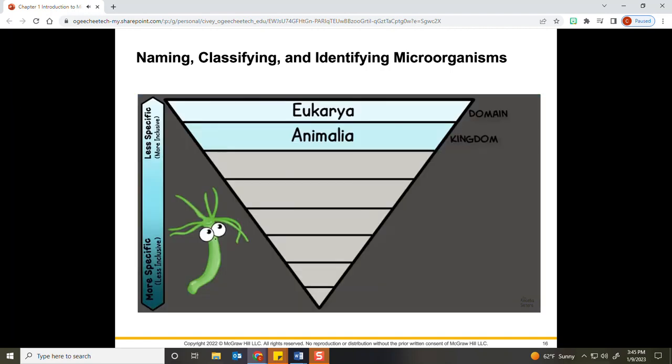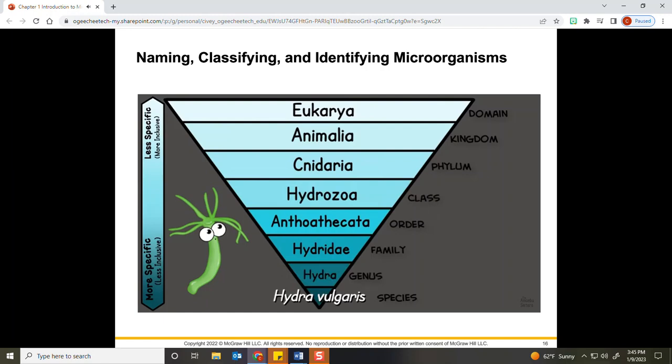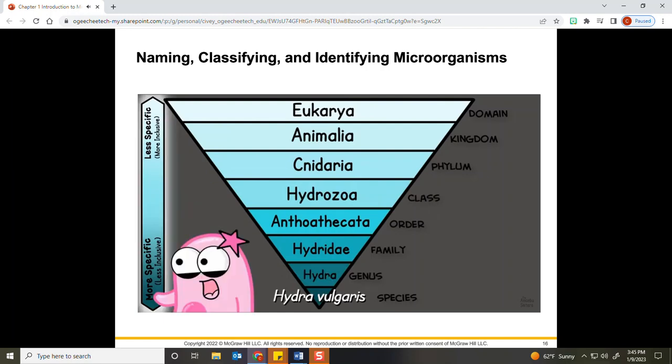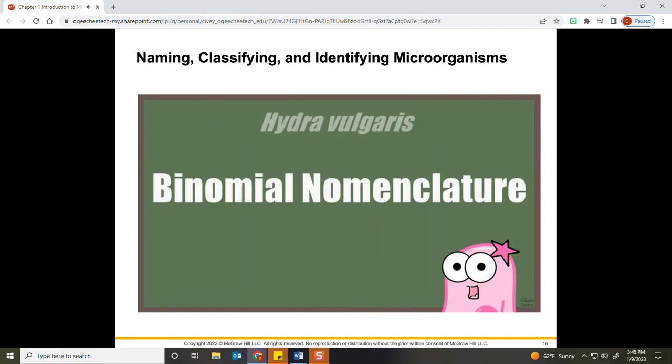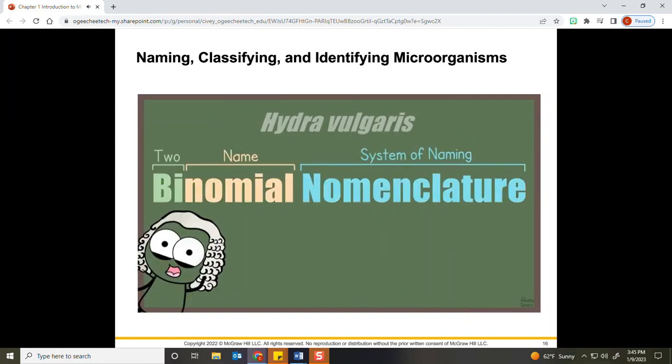So now we have the other hierarchy levels. We get less inclusive, therefore more specific, as we move down to the Hydra's phylum, class, order, family, genus, and species. Because the species name is the most specific that you can get, it is the least inclusive. Now, you'll notice we wrote its species name here. Remember how we said we'd bring up Carl Linnaeus again? Well, it's because of him that we have this naming system, binomial nomenclature. This 2-part naming system that we use uses Latin or Greek roots. This is its scientific name.